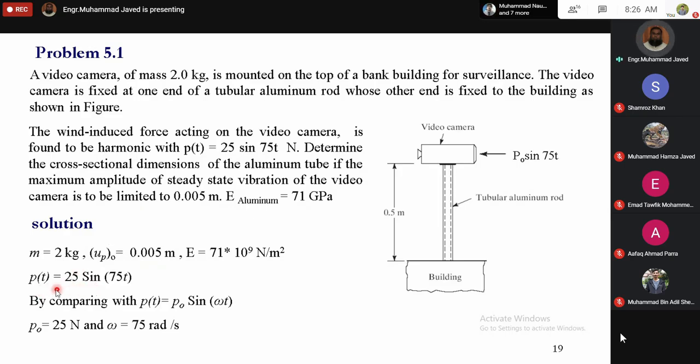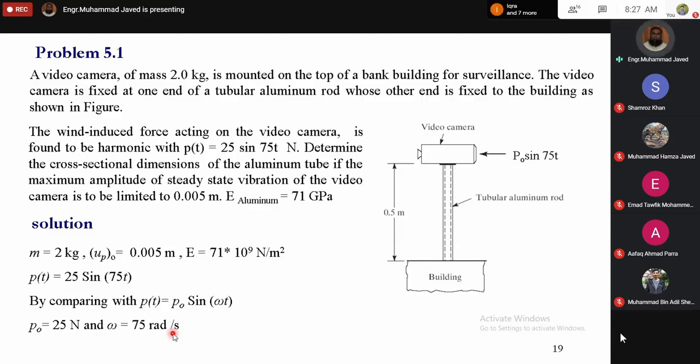Now when we compare this with standard expression for harmonic force, which is P of t is equal to P naught sine omega t, then from one to one correspondence, this P naught is equal to 25 Newton, and this omega is 75 radian per second. Now we are in a position to solve the problem.